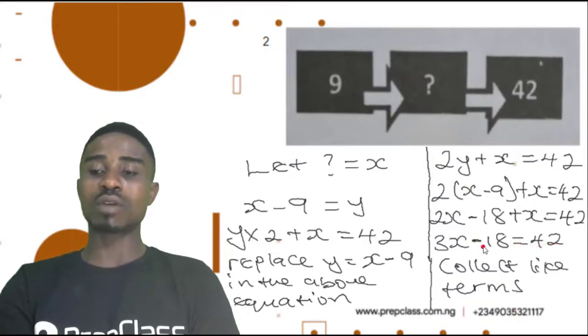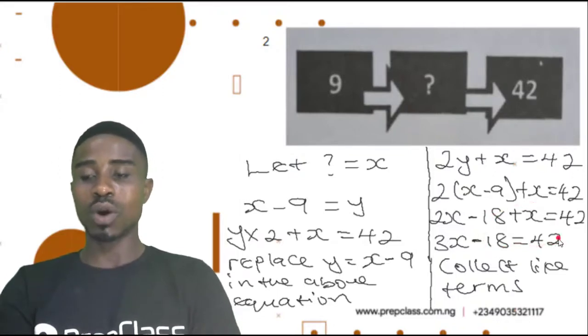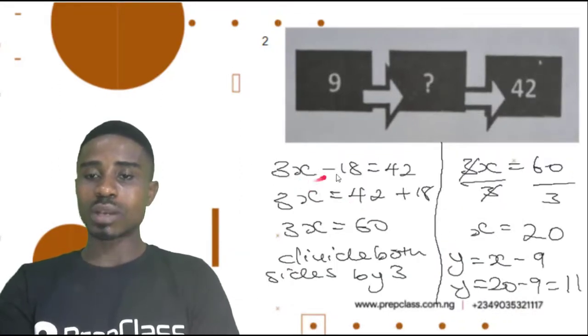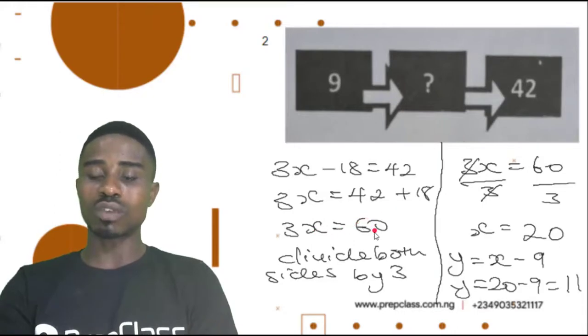And when a positive sign crosses the equality sign, it becomes negative. So that's how we're going to collect the like terms. So 3x minus 18 equal to 42. We collect like terms, it becomes 3x equal to 42 plus 18. So 3x is equal to 42 plus 18, which will give us 60.